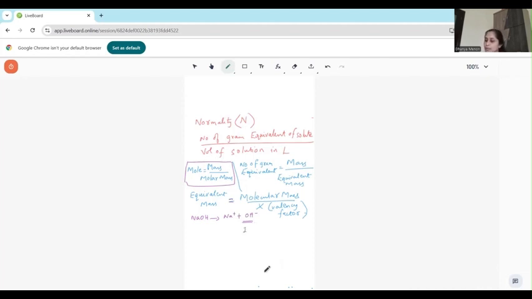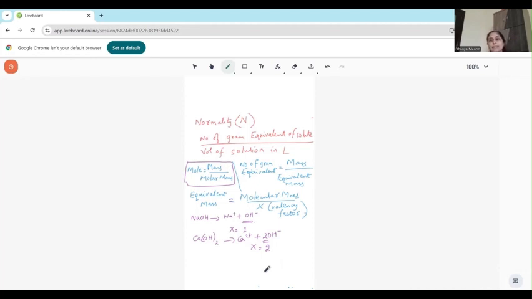Okay, so similarly, if I say calcium hydroxide, calcium 2 plus 2 OH minus. How many OH minus ions are there? 2 of them. So the X factor for a base, for calcium hydroxide, is 2. So valency factor is nothing but the number of H plus or OH minus ions given off when they dissociate. Now, let's do a question based on this.